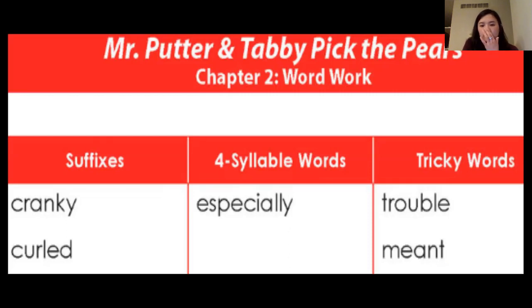Now, the 4-syllable word that we notice is the word especially. So please clap it out. Especially. Especially. 4 syllables. And then tricky words, we have the word trouble and the word meant.